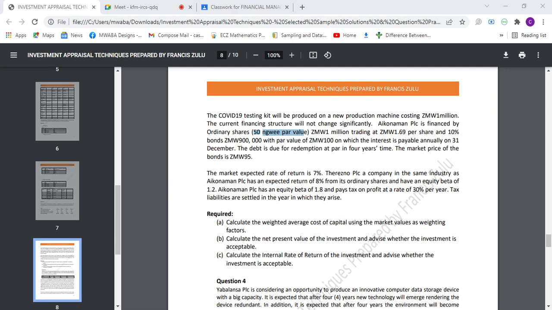So what kind of a model is this one? We haven't yet gone to the model. The model we use for the cost of equity is the capital asset pricing model. That's for the cost of equity.